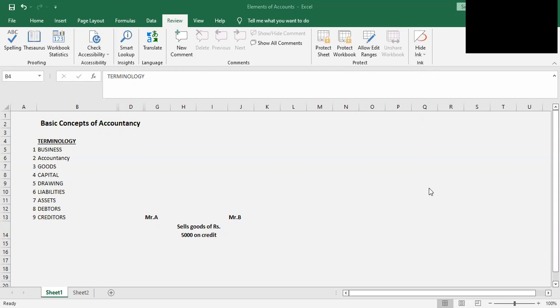Second, accountancy. Accountancy is nothing but recording of all the business transactions. So all the day-to-day transactions, purchases, sales, day-to-day expenses, all these transactions which take place in the business. And when you record these transactions in your books of accounts in a systematic way, it is called accountancy.